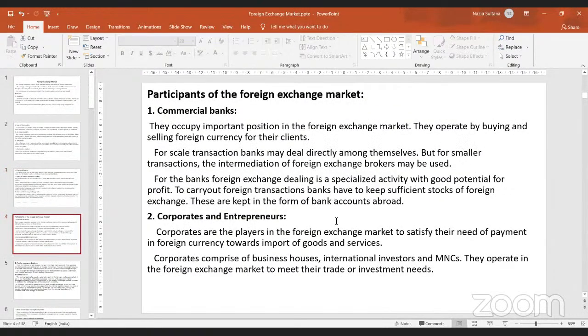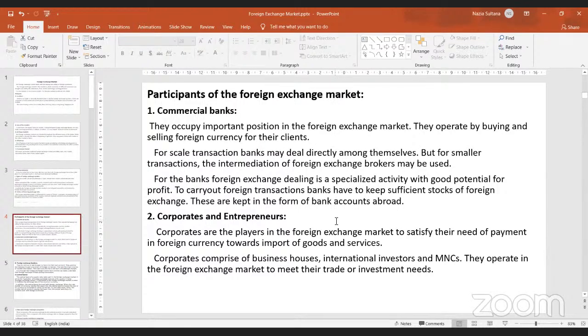Then we talk about who can participate in the foreign exchange market. So, who are the participants of the forex market? Firstly, you would have commercial banks. These are the ones who operate, who buy as well as sell foreign currency on behalf of their clients.